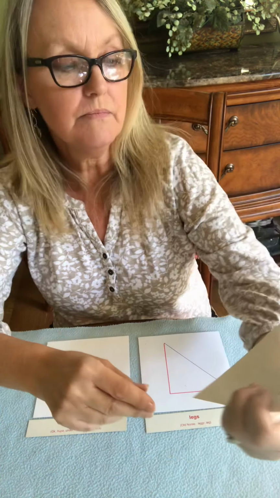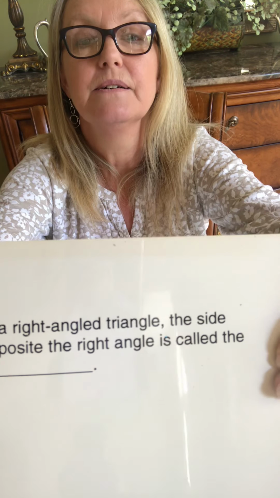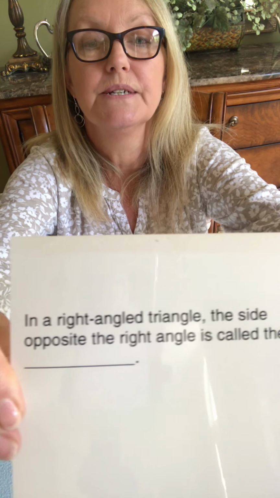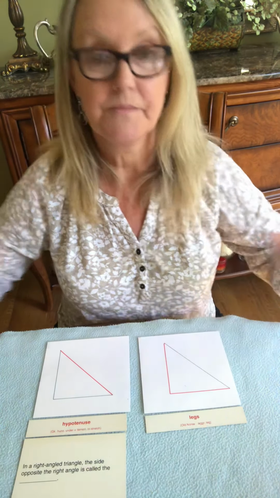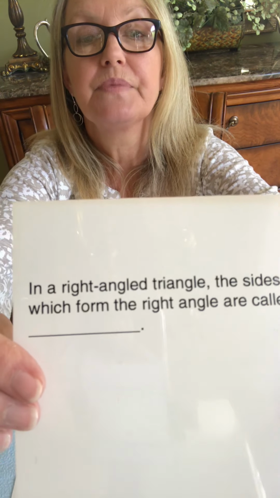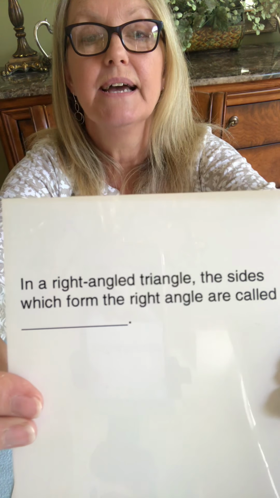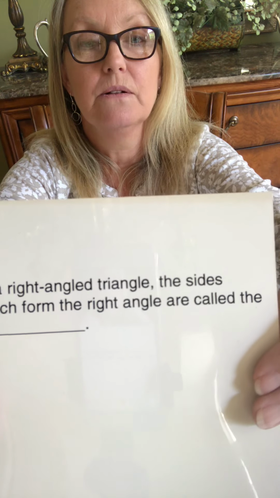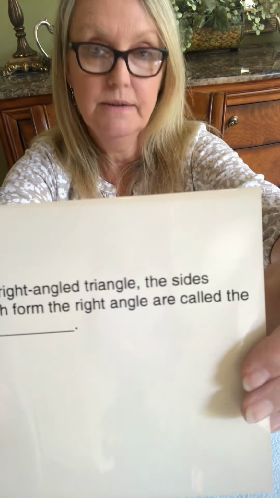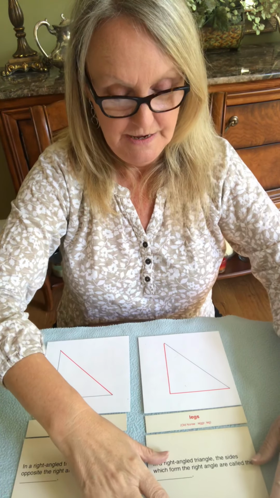Now, it says, in a right-angled triangle, the side opposite the right angle is called the hypotenuse. Let's read this one together. In a right angle triangle, the sides which form the right angle are called the, do you remember what they're called? Legs. They're called the legs.